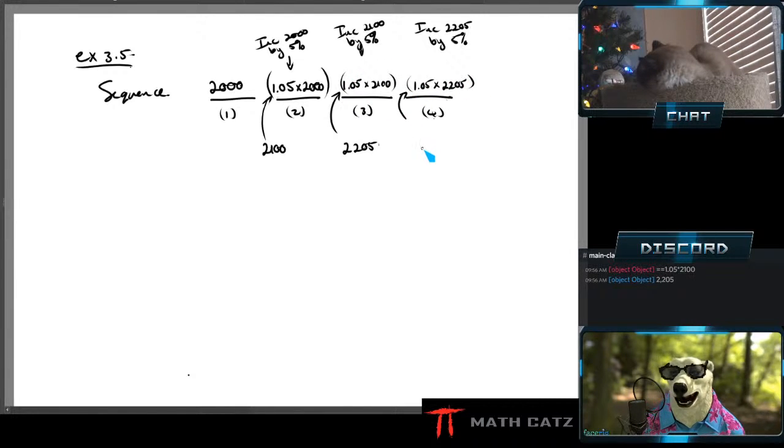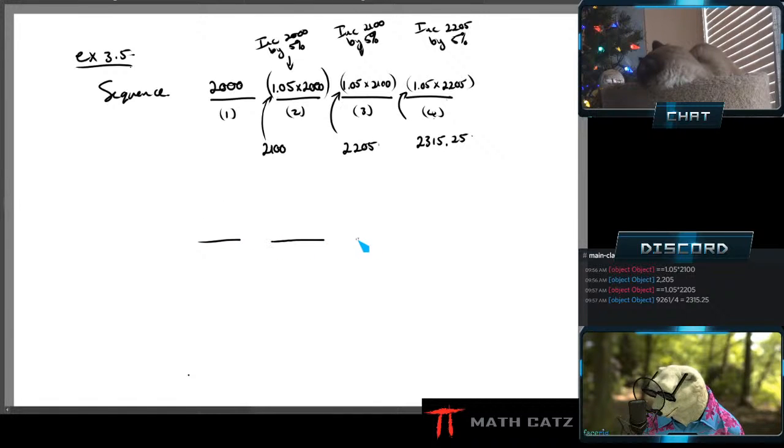And our last answer, let's see what it is. 0.05 times 2205. And we end up with, after 4 years, 2315.25. Now, of course, we can just continue this systematically and hope we get to 10 years before we get too frustrated, but that's not very efficient. Instead, let me just redo this.